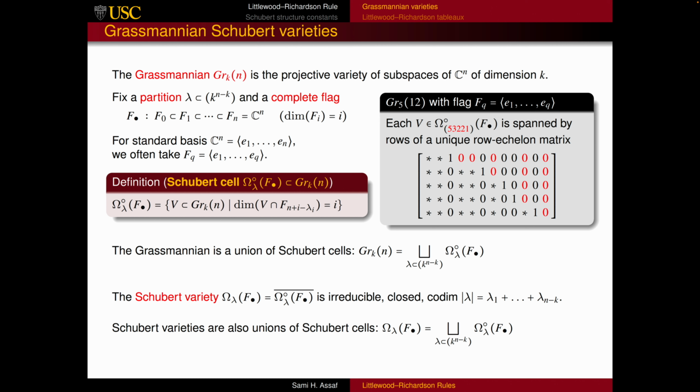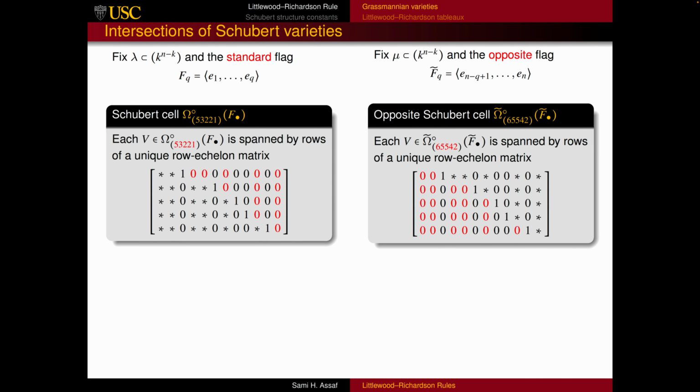It's irreducible, closed, and its codimension is the size of the partition, right? And we see that from those zeros. So Schubert varieties are also unions of Schubert cells. They decompose in this nice way, and in fact, the Grassmannian itself is a Schubert variety. So these are the sorts of geometric objects that we want to study, and the example that we had before of lines in space can be expressed in terms of Schubert varieties. But before we do that, let me talk about intersecting them.